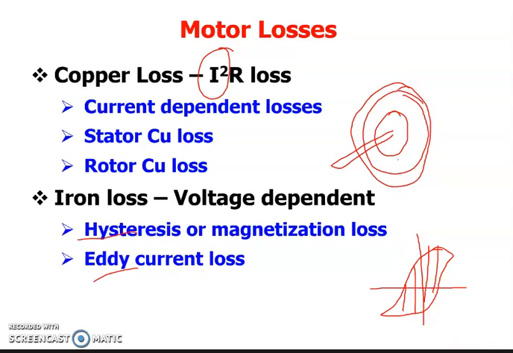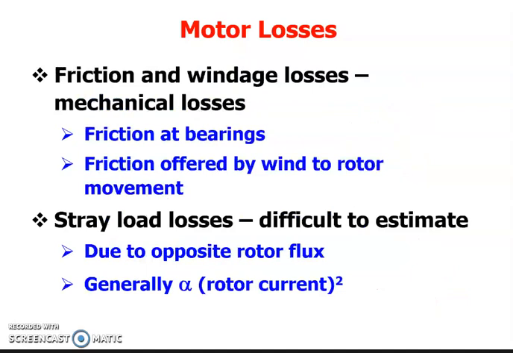Now, the next type of losses are the friction and the windage losses. It is nothing but the friction at the bearings and also the friction offered by the wind to the rotor, which is nothing but the windage losses. And apart from that, you have the last classification, that is nothing but the stray load losses. It is very difficult to estimate, and it is due to the opposite rotor flux, and generally it is directly proportional to the square of the rotor current.